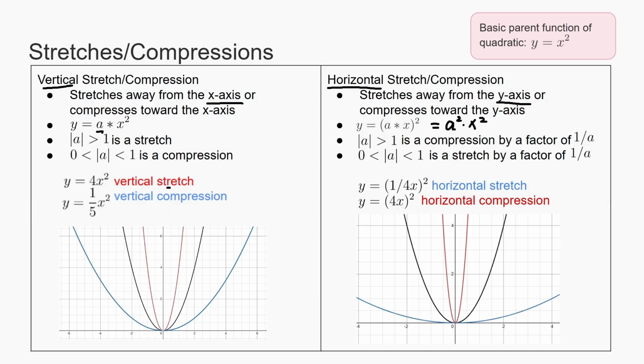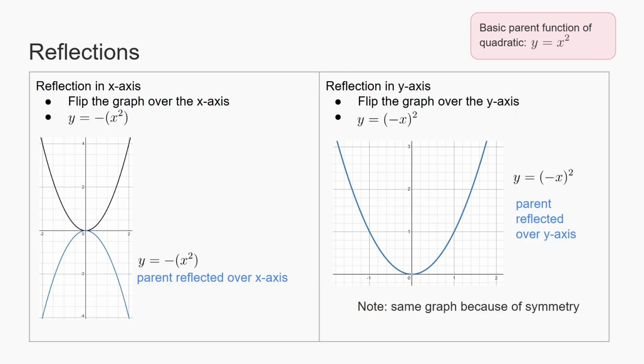As you can see, vertical stretches and compressions and horizontal stretches and compressions can look kind of similar to each other, but the way you tell what kind it is is by whether this a or this constant is inside the squared or outside. Now, let's discuss reflections.